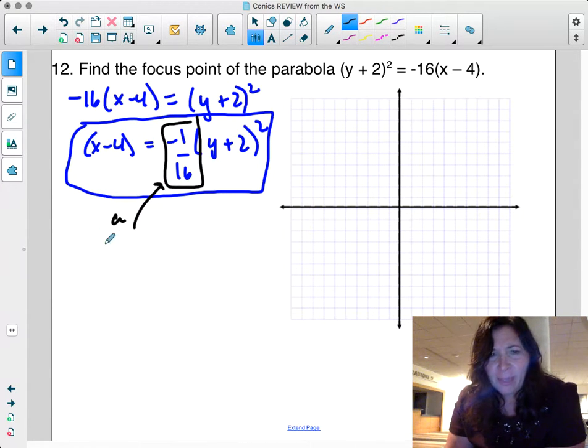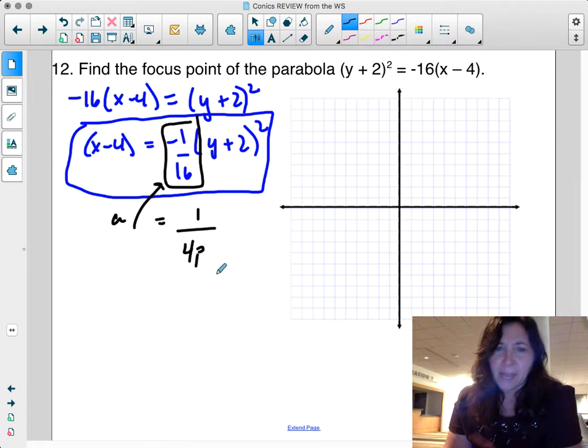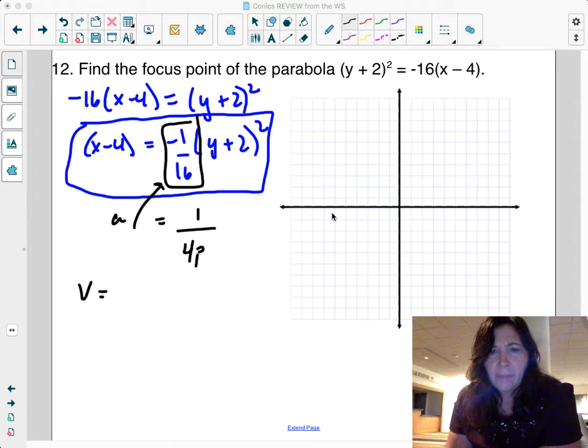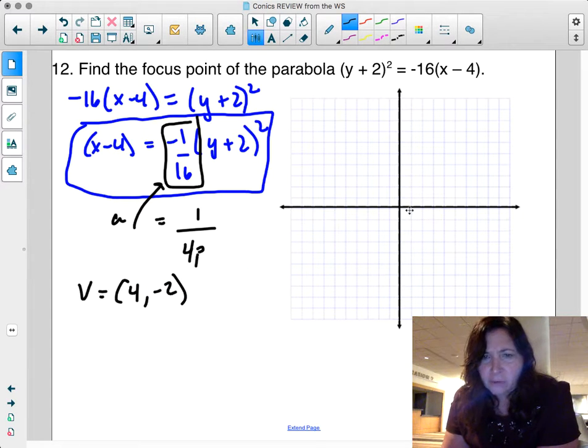That value additionally is equal to 1 over 4p. P is the distance between my vertex and my focus point. So graphing this, my vertex is going to be at parentheses 4, comma, negative 2. And so I'm going to drop over 4, down 2. And so there's my vertex point, okay?